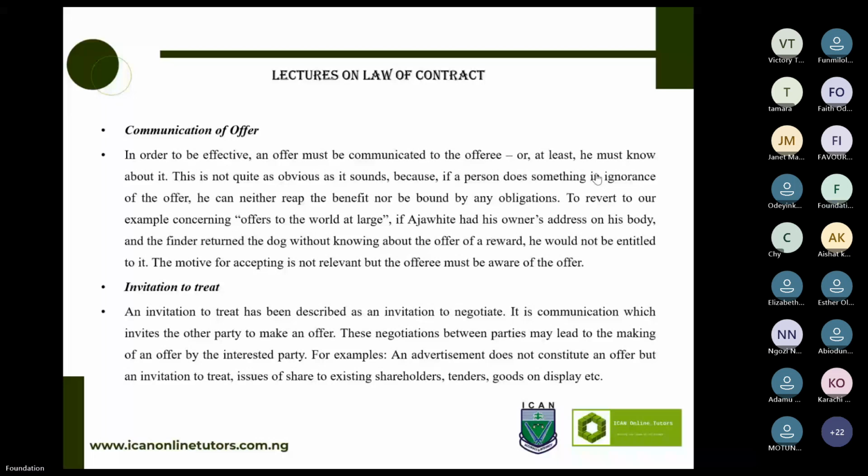Number one, for an offer to be effective, it has to be communicated. That's the first principle. For you to even say that this lady will say yes or no, you need to go and ask her out. That's the first assignment. So communication of an offer is very important.